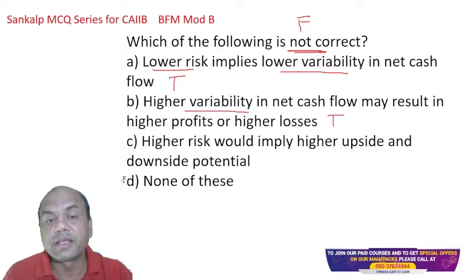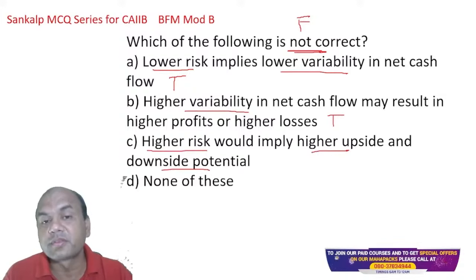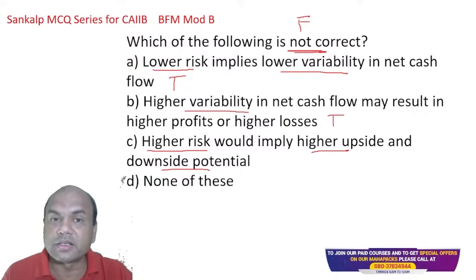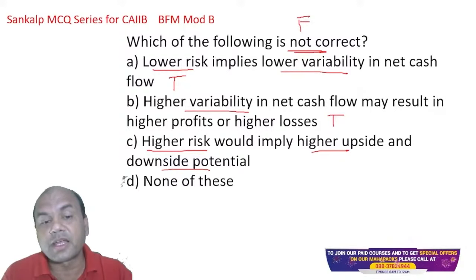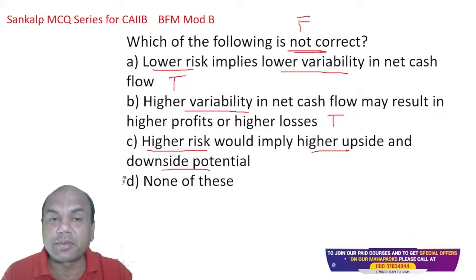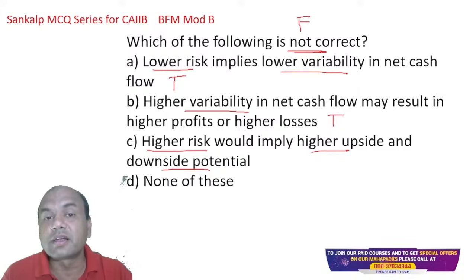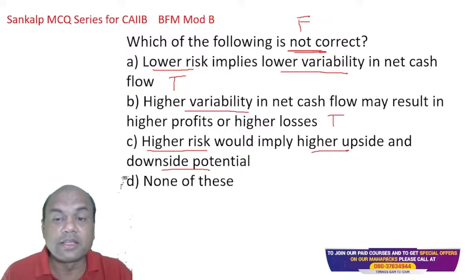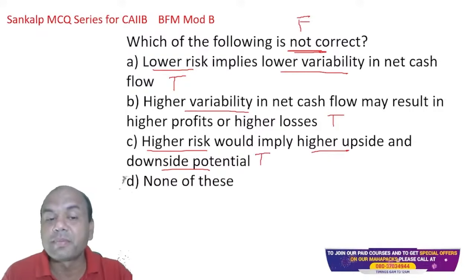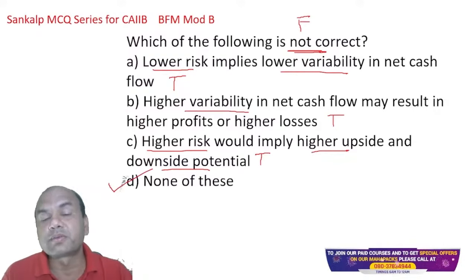True, isn't it? Higher risk would imply higher upside or higher downside, right? Have you seen day trading in the stock market, in options or futures, mainly these two only? You'll see this side: higher upside, higher downside. Just type in the comment section if you have done trading in Bank Nifty. Anyone has done? There you'll find it: higher upside, higher downside, higher risk. So that is also true. So which is false then? None of these. All of them are true.